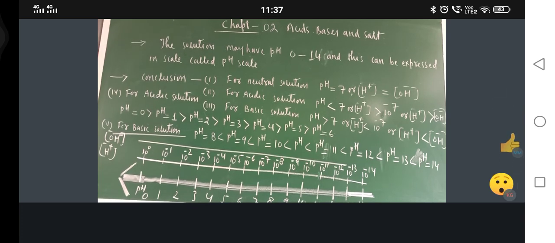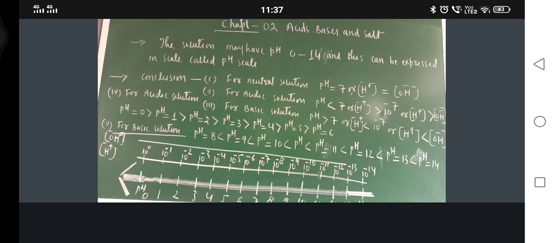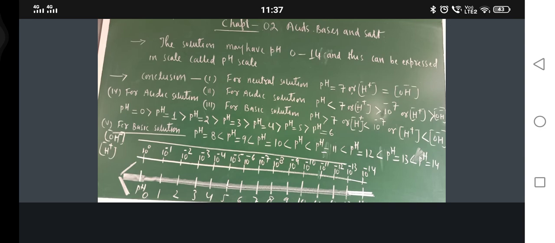And when pH is 7, at that time what should be there? H positive ion concentration and OH negative ion concentration will be equal. Okay. That is why that solution is called a neutral solution, because H positive is related with the acidic character and OH is related with the basic character. So if H positive ion concentration and OH negative ion concentration are equal, then the solution will be neutral.